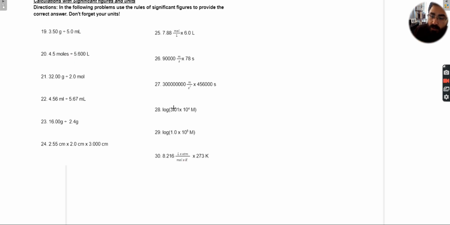Now, whenever you see logs or ln, natural logs or log base 10, there is no unit. The unit disappears. You'll see that with pH. You'll see that with log of pH later on, or you might have already seen it. But anyways, that is it. Make sure you provide the correct number of sig figs and cancel your units or write the correct units.